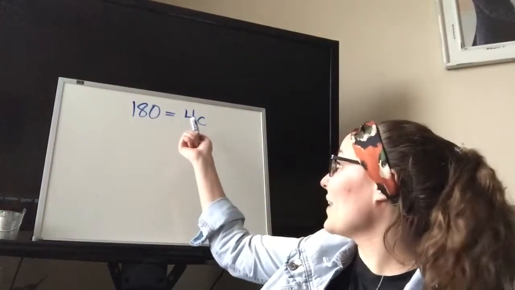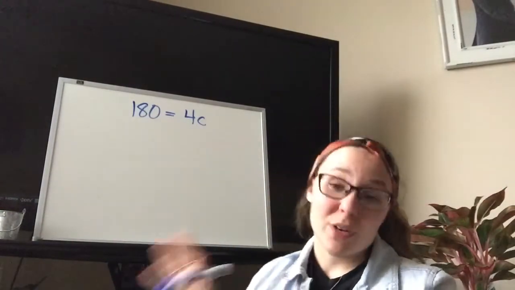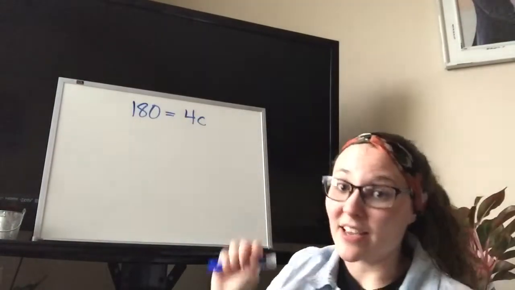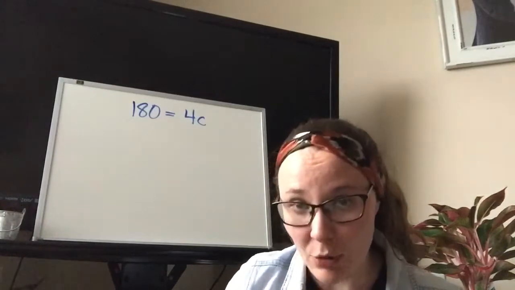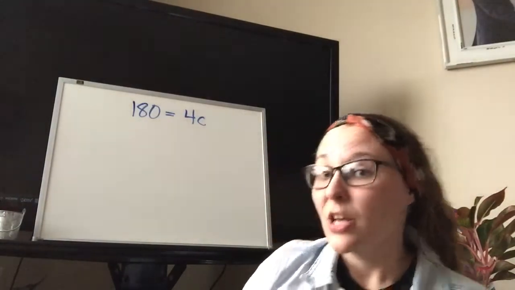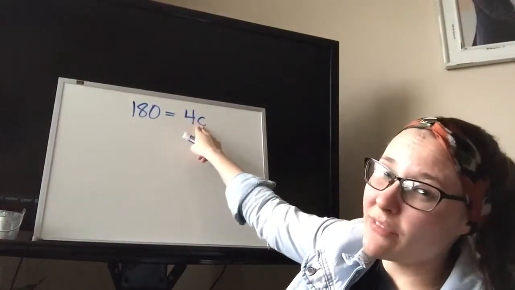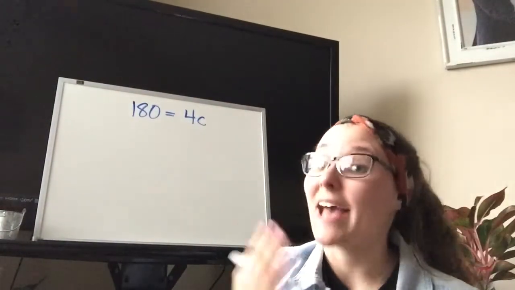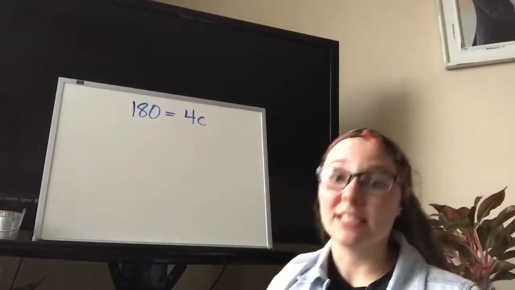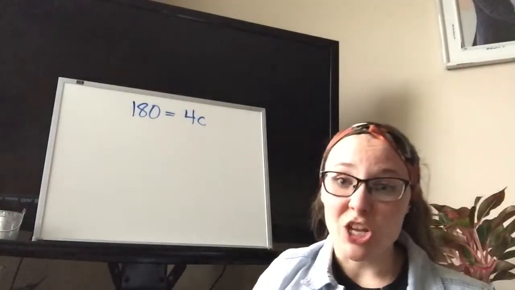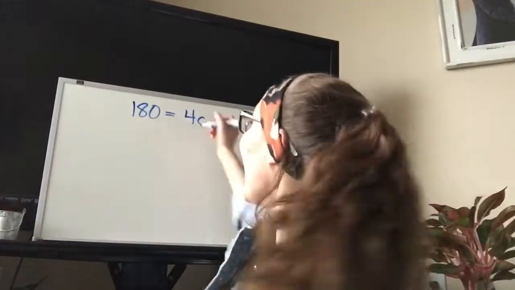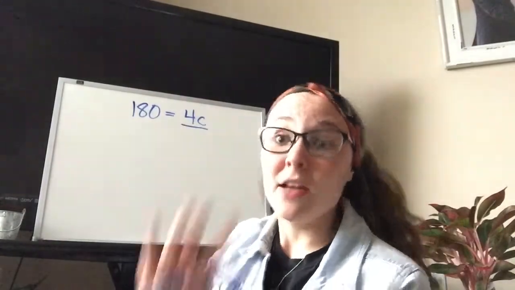So let's move on to one that has multiplication in it. It doesn't change our problem. We have 180 equals 4c. Our goal is still to isolate the variable. We are still going to do that by using the inverse operation of what we were given. So here, when you see a number next to a variable, what operation is it? It's actually multiplication. So this is the same thing as 4 times c. If I'm given multiplication, the inverse operation of multiplication is division. So I need to divide both sides by 4.